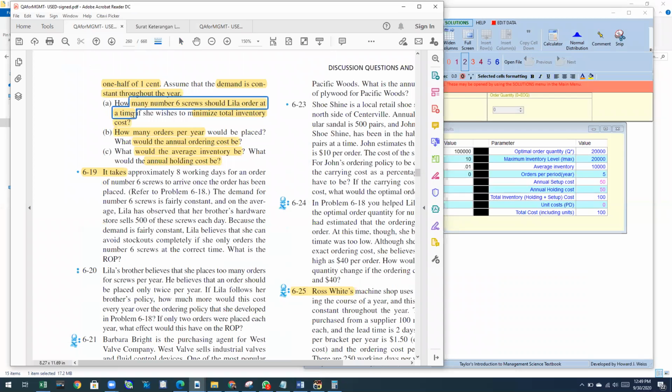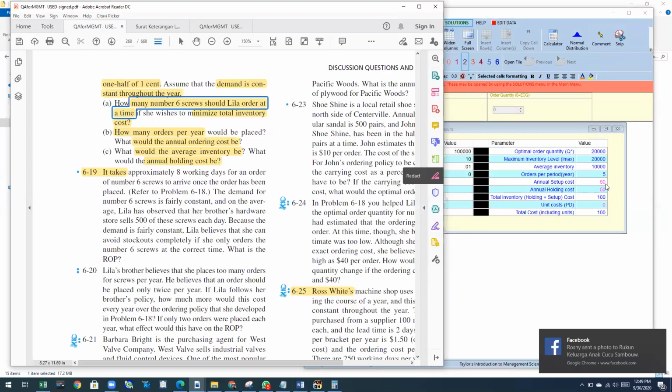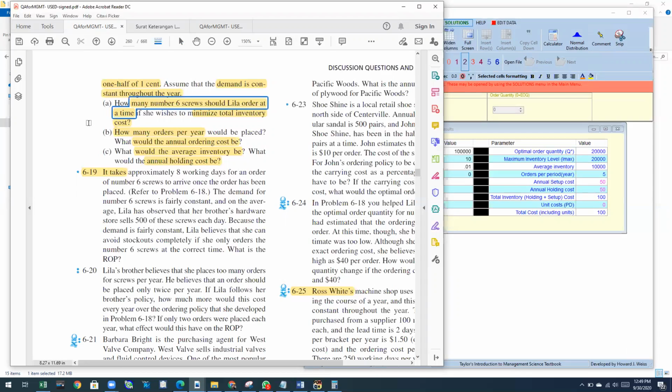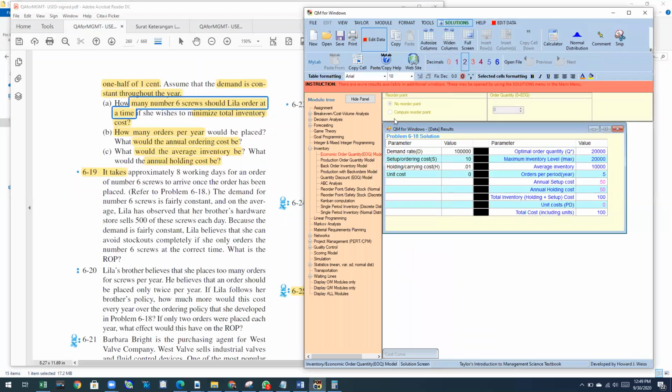Problem 618 asks for the EOQ, we got it, 20,000. How many orders per year? We got 5. What would be the annual ordering cost? We have 50, which is 5 multiplied by 10. And then what would be the average inventory? That's going to be 20,000 divided by 2, giving us 10,000, multiplied by the annual holding cost, which is half of a cent. We get $50. So we basically answered all 3 questions through the use of POM QM.